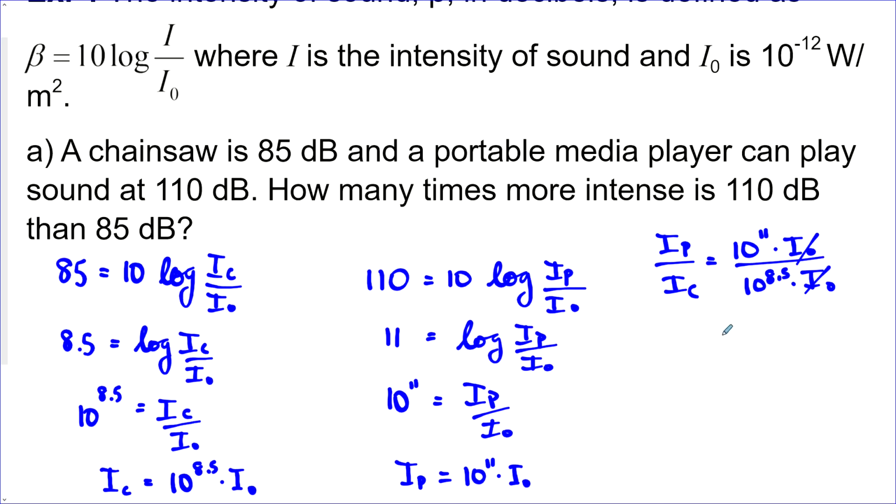This right here, we can use our exponent rules, and we get that 10 to the power of 2.5 is how many more times intense the portable player is than the chainsaw. And we can see that this makes sense. This is about 316 times more intense.